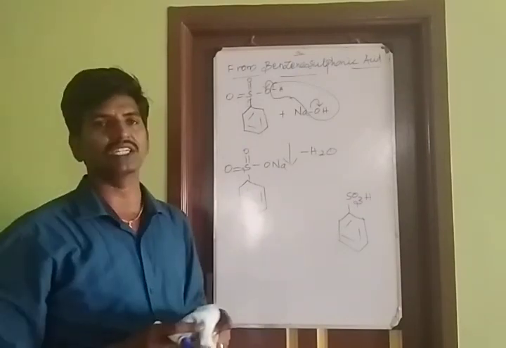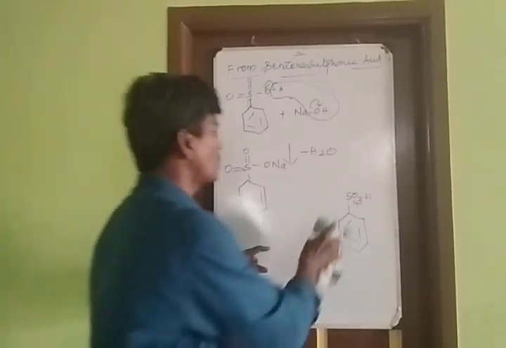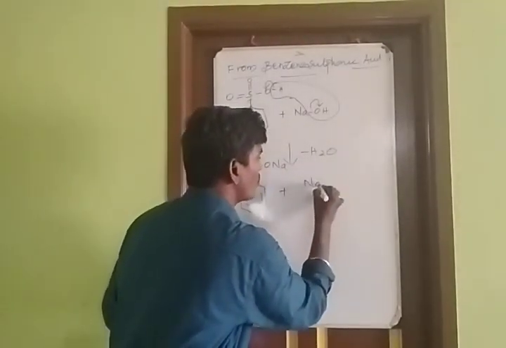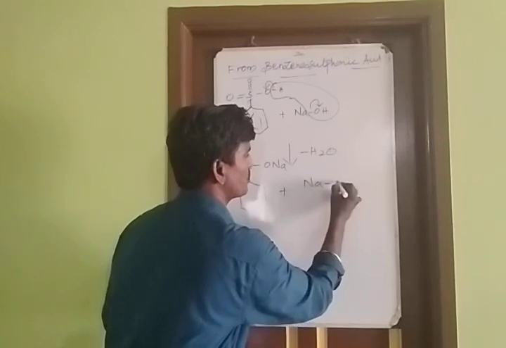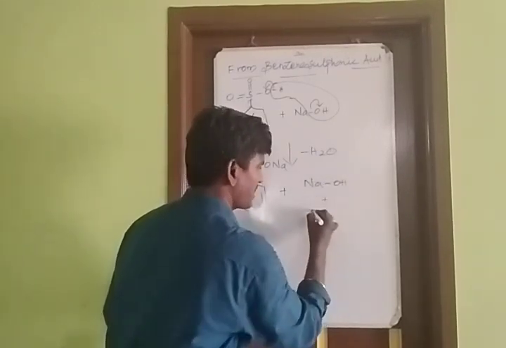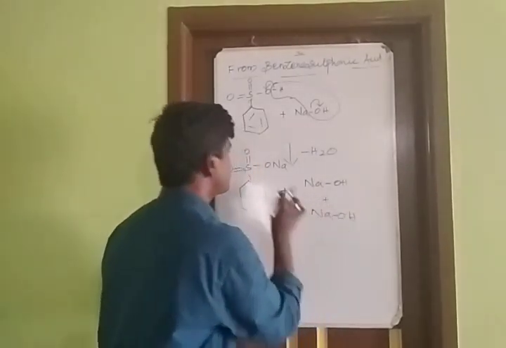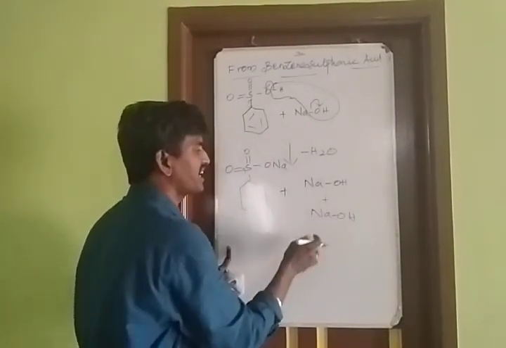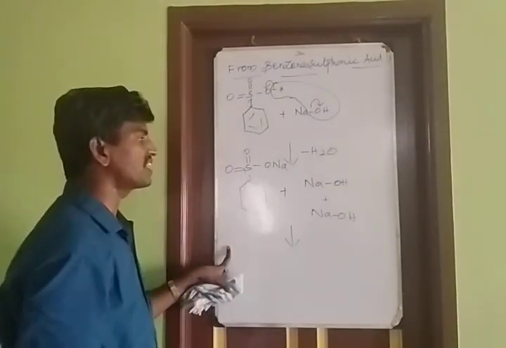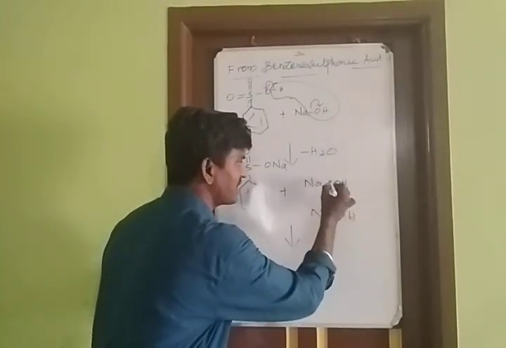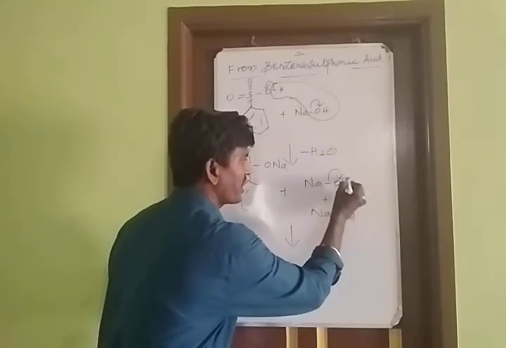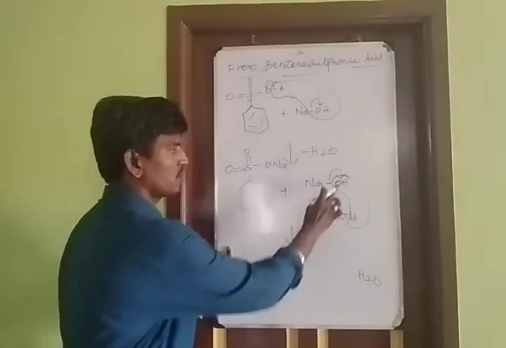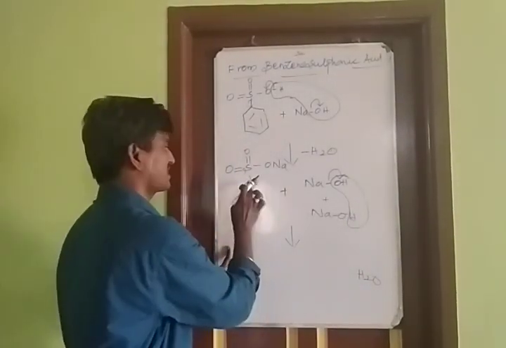Again it reacts with sodium hydroxide, 2 moles of sodium hydroxide. How many moles of NaOH? 2 moles. This sodium salt of benzene sulfonic acid reacts with 2 moles of NaOH. You can get sodium phenoxide. Listen here, this OH minus is combined with H plus, giving 1 mole of water.